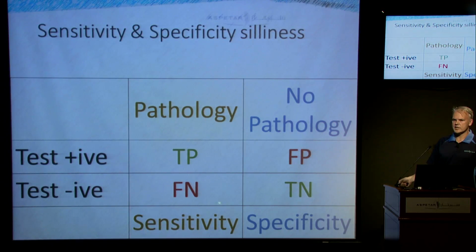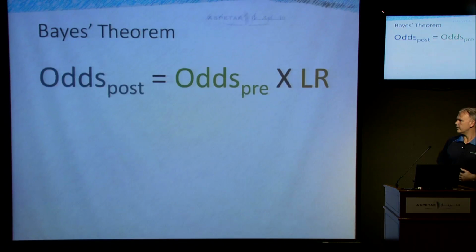Sensitivity by itself is completely pointless. Specificity, similarly, by itself is completely pointless. You have to combine the two of these things together to be able to figure out and predict and tell a story about the guy in front of you.